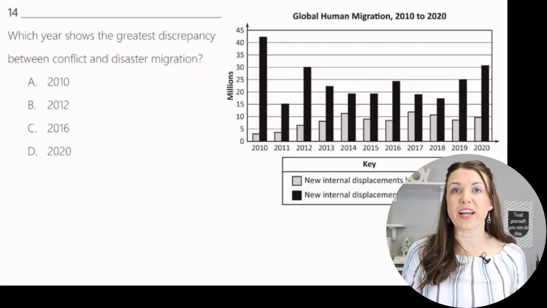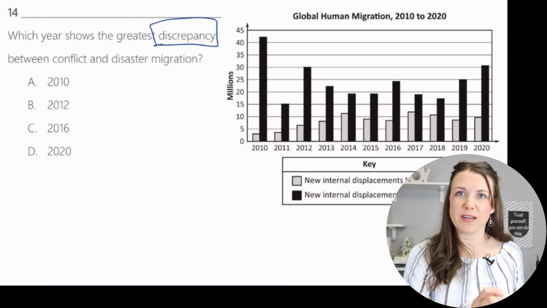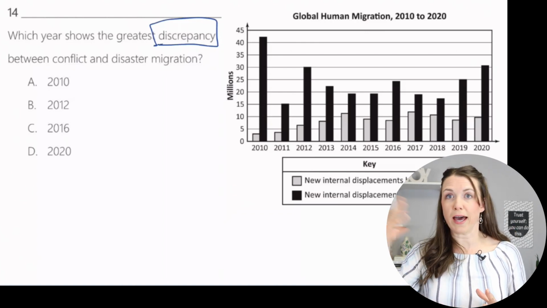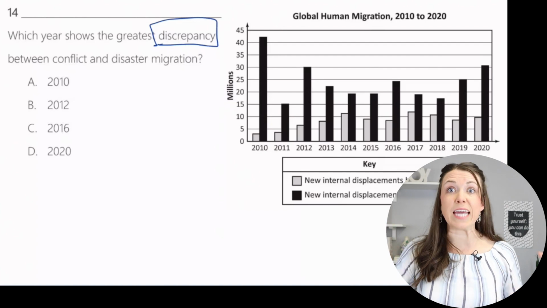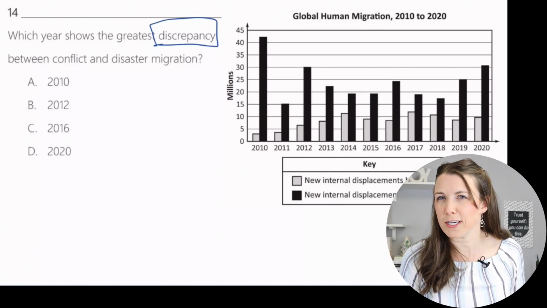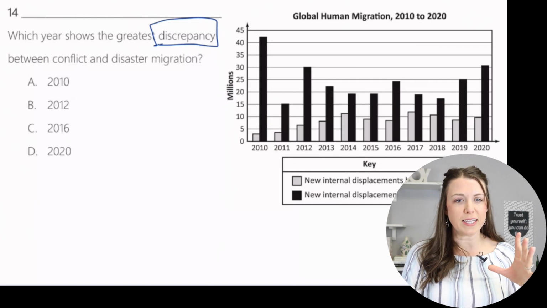Which year shows the greatest discrepancy between conflict and disaster migration? I think you need to know what the word discrepancy means. So discrepancy is really just difference. So which one had the highest versus the lowest, the biggest gap between the two? And because of that word, it turns us into a medium level question. So which one has the highest to the lowest?